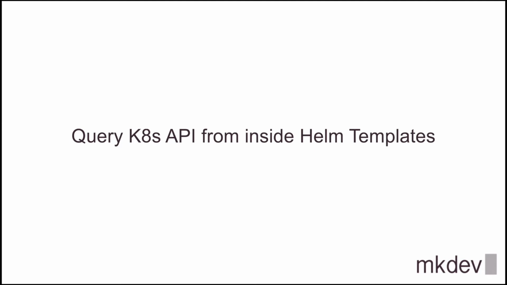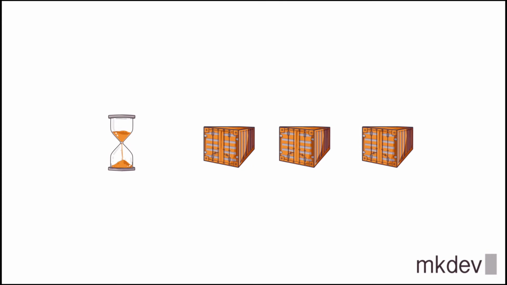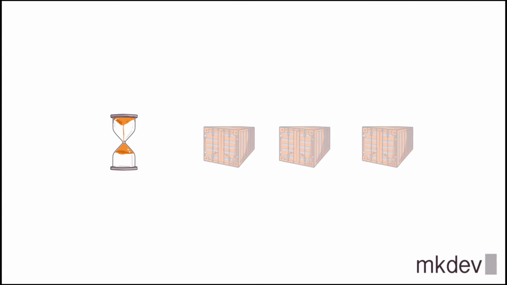Hey, did you know that you can query Kubernetes API directly from your Helm template? If you didn't, let me show this feature to you. Let's say we want to allow our Kubernetes users to scale down every deployment in their namespaces to 0 at midnight. For example, because we want to reduce our cloud bill by shutting down the development environments.